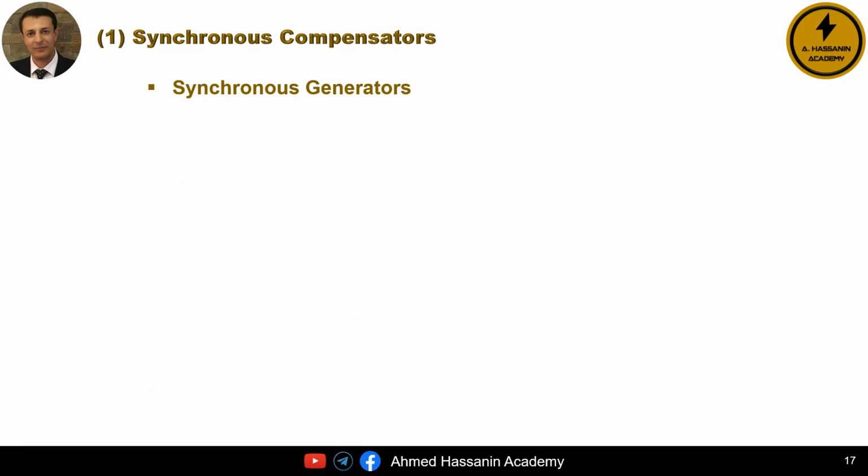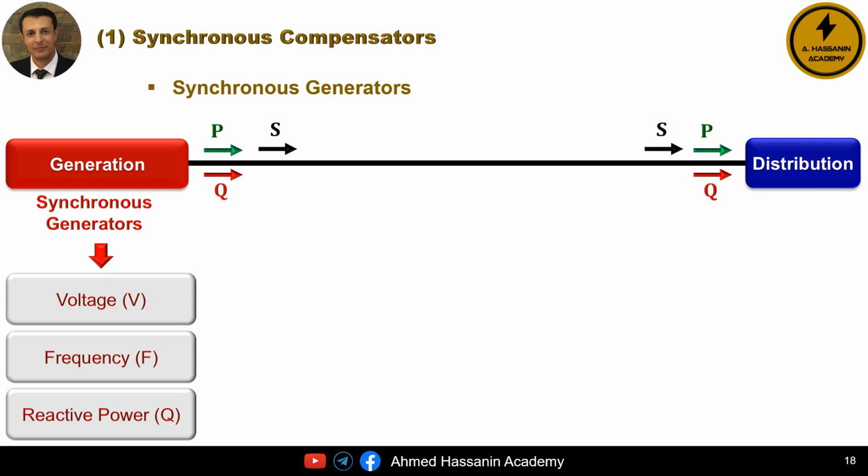The first device among the traditional sources of reactive power is the synchronous compensator, and the first type of it is the electrical generators or synchronous generators located in the power generation stations. As previously mentioned, synchronous generators are the main source that supplies the electrical network with voltage, frequency, and reactive power. However, it is important to understand that the amount of reactive power supplied by synchronous generators to the electrical network or to the inductive loads is limited and insufficient.